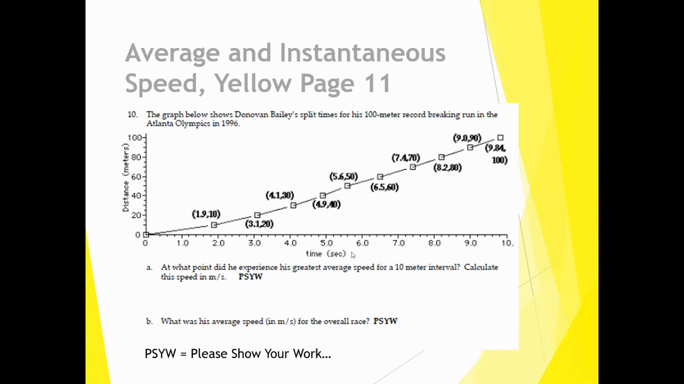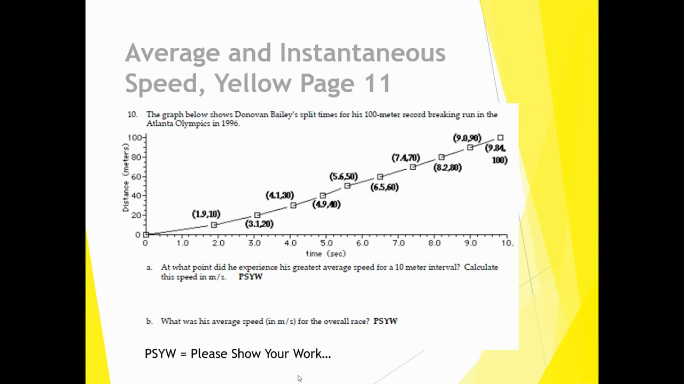So you've got distance in meters versus time in seconds, and it asks at what point did he experience his greatest average speed for a 10-meter interval. If you look at the data points that are here, we are given his time every 10 meters, which allows us to figure the answer to this question out a little bit easier. But this also means that we actually have to look at every time interval. And since the material is not in a table format, we're going to have to look at it bit by bit. And it says here PSYW, which means please show your work.